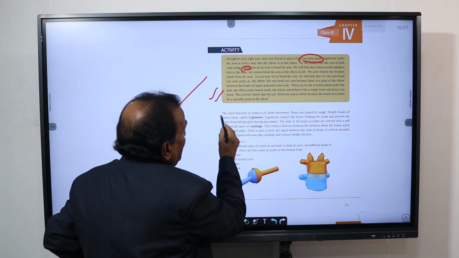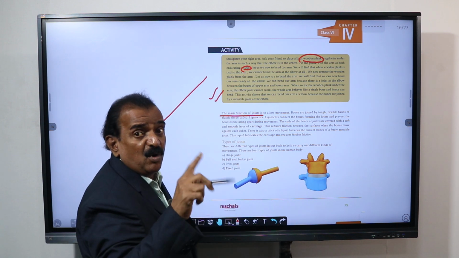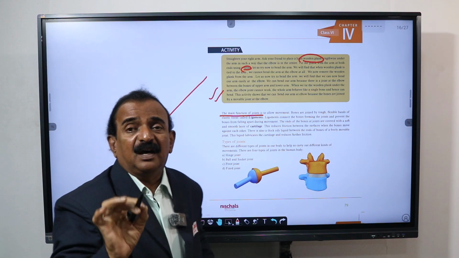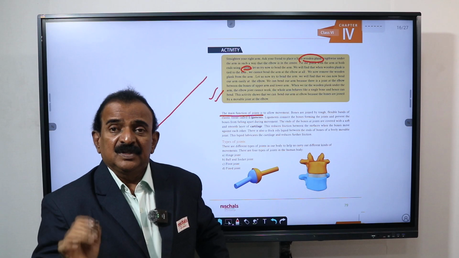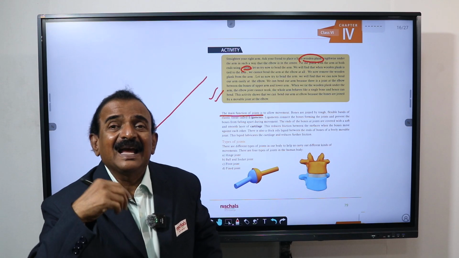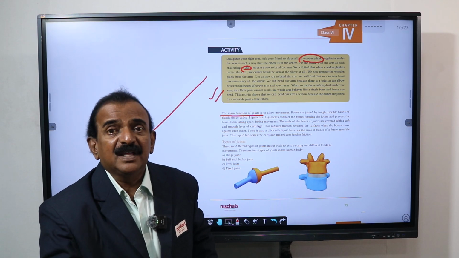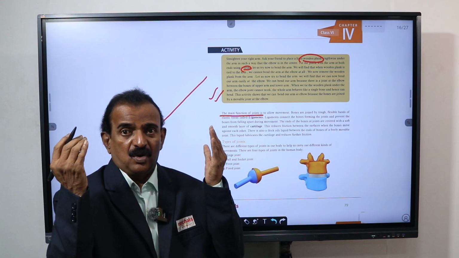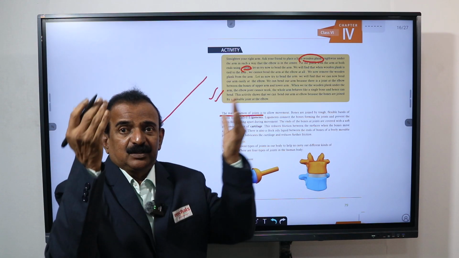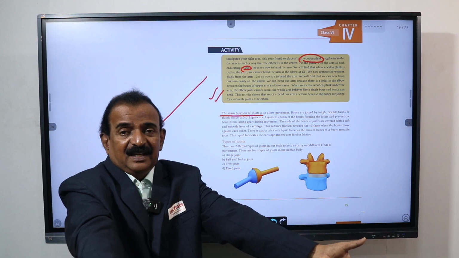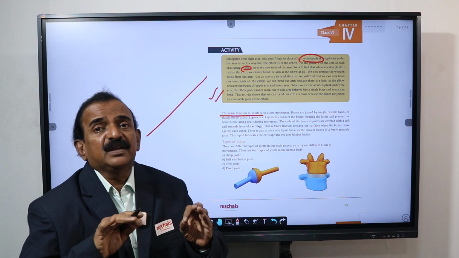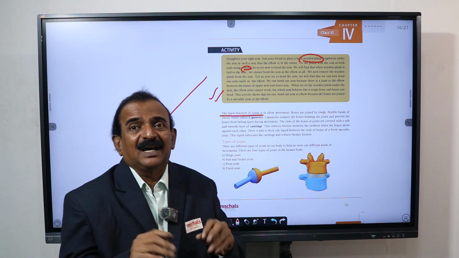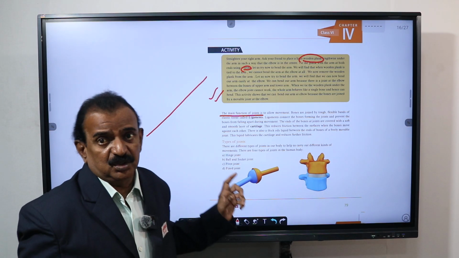Now the main function of a joint is to allow movement. So what are the main functions of joints? Joints allow movements. So we can move our arms like that, and also like that, and we can move our legs, and that movement is brought about by the action of these joints.